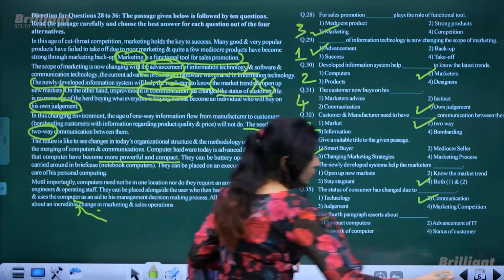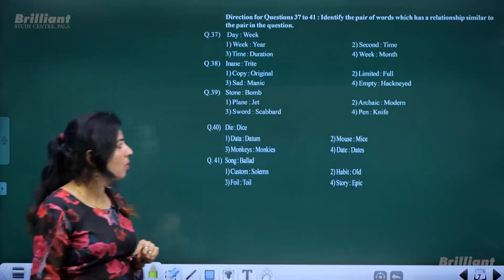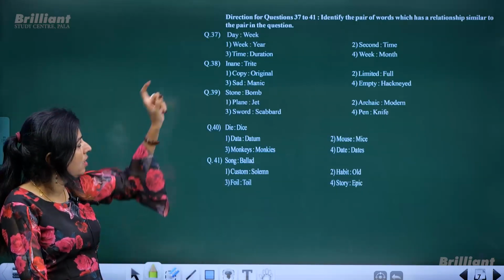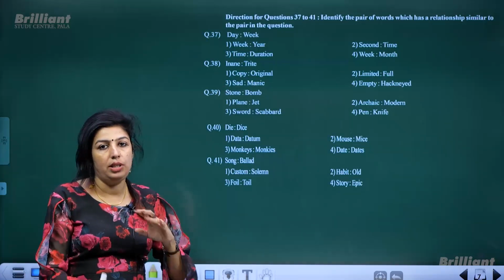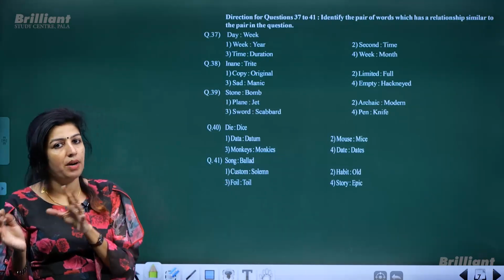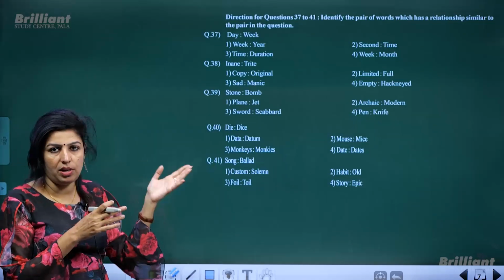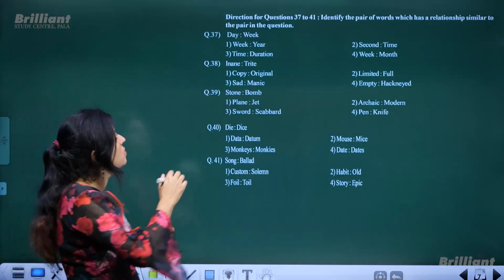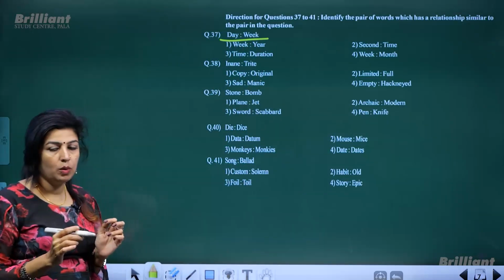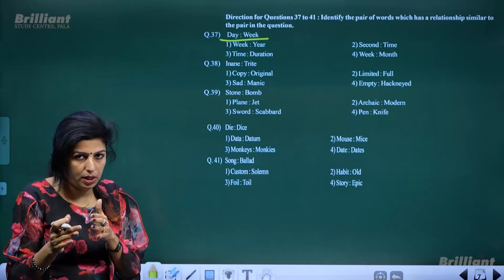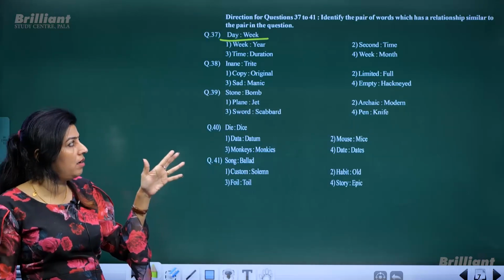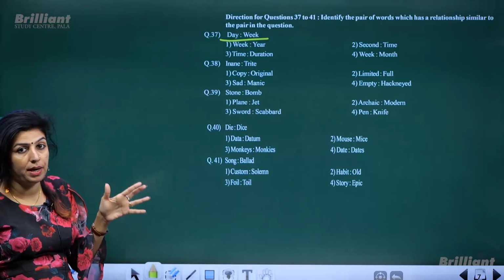Okay. Now we move on to the next set of questions where you need to find out the connection. A pair is given, and whatever is the relationship between that pair, you need to find out a similar pair from the given options. You might have done similar types of questions so many times. So now, like this one, day and week. Whatever is the connection between day and week, similar connected pair or words which have a similar connection, that pair is to be found.